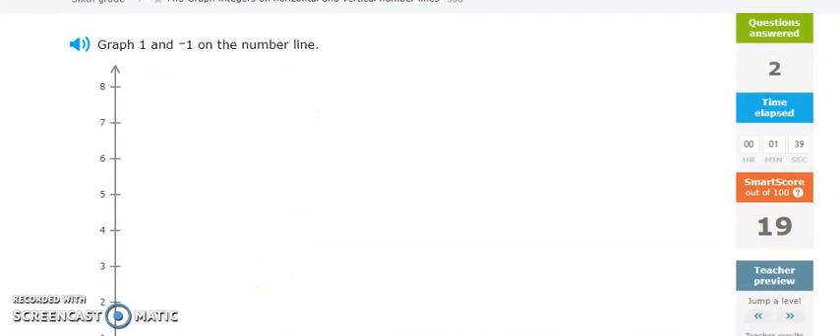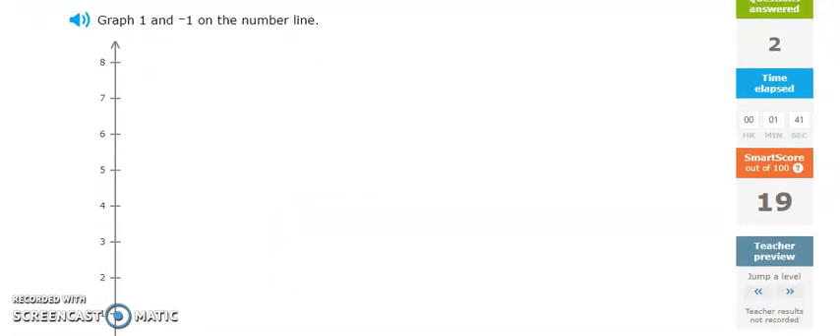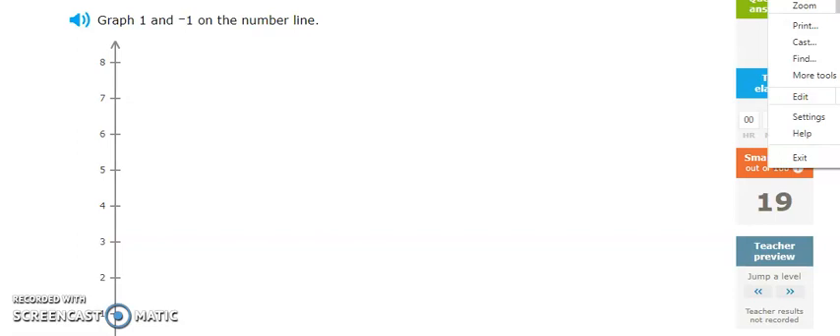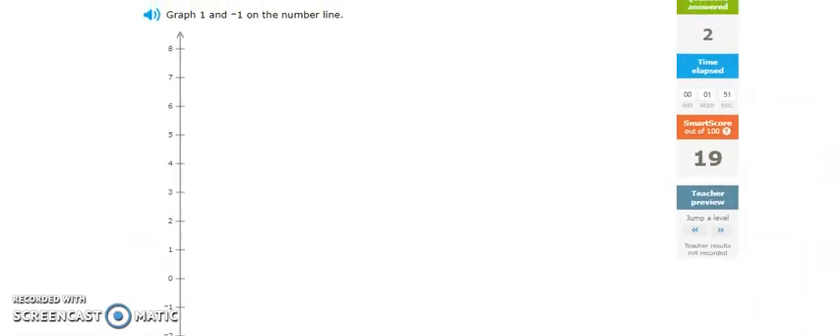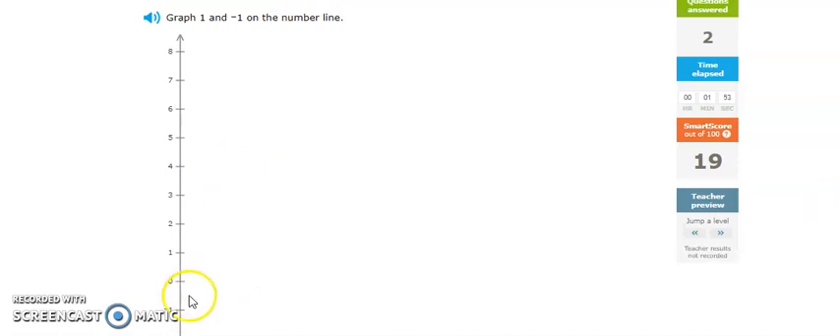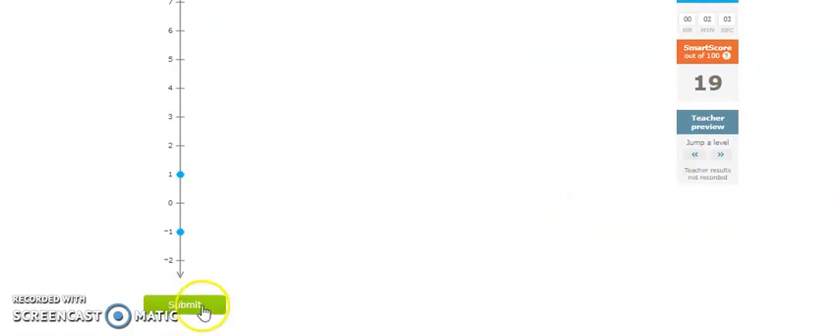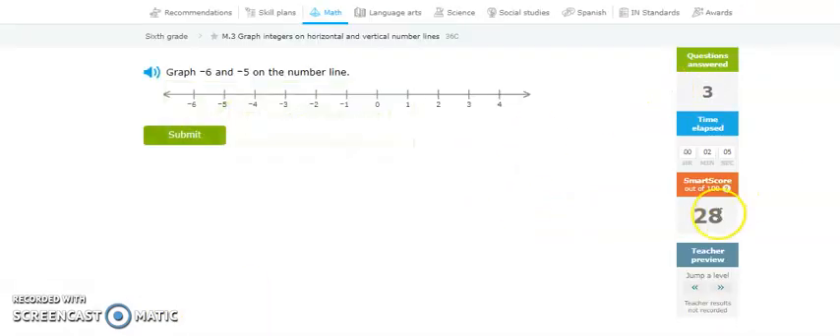Excellent. So for this next one, I need to graph 2 numbers on my number line. So I'm going to graph 1 and -1. Let's see if we can zoom out a little bit so we can see all of it. So again, I find my 0, my 1 is right above there, and then my -1 is just right below. Now these are both on there, so that's a little bit easier. Click submit, and we went ahead and got that correct as well.